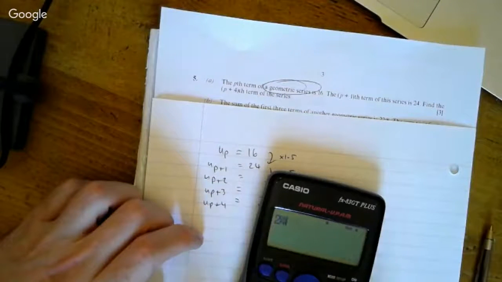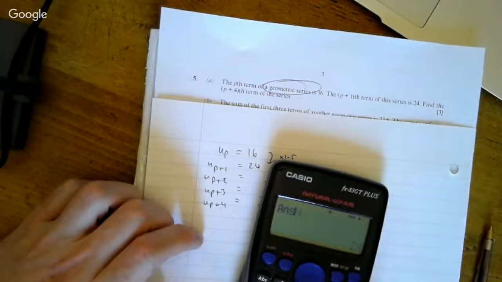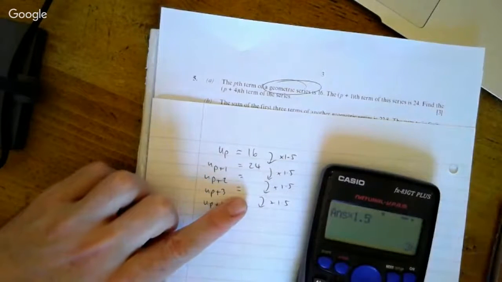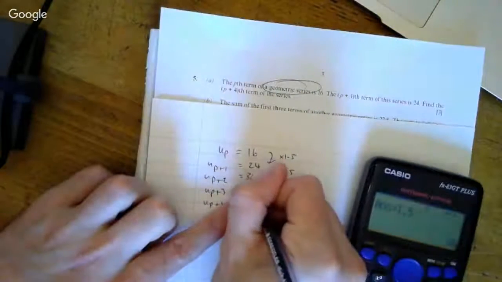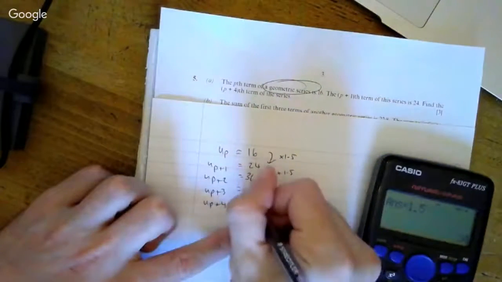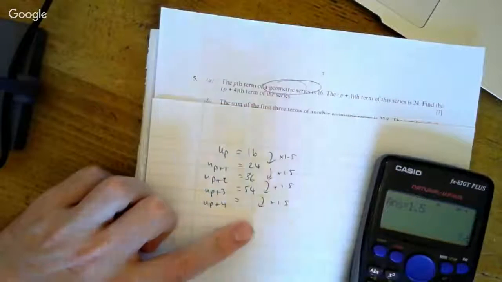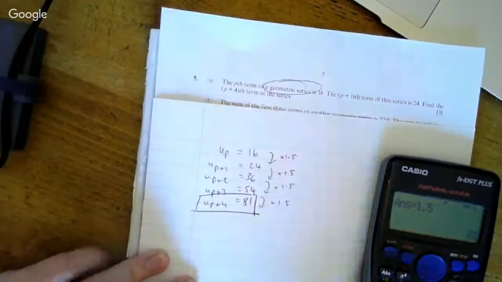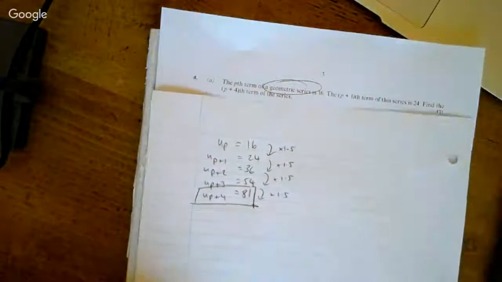So I do 24 equals. Now I'm going to press answer times by 1.5, but by all means don't take the shortcut if you're not sure what I'm doing. Press equals, so I get 36. Press equals again, I get 54. And then press equals again, I get 81. So there's my answer. Okay, so that is 3 marks, took me 3 seconds.